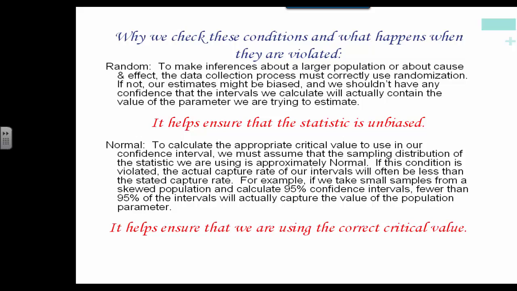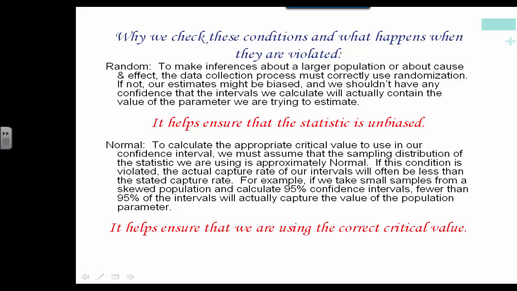To make inferences about a larger population or about cause and effect, the data collection process must correctly use randomization. If not, our estimates might be biased, and we shouldn't have any confidence that the intervals we calculate will actually contain the value of the parameter we are trying to estimate. It helps ensure that the statistic is unbiased.